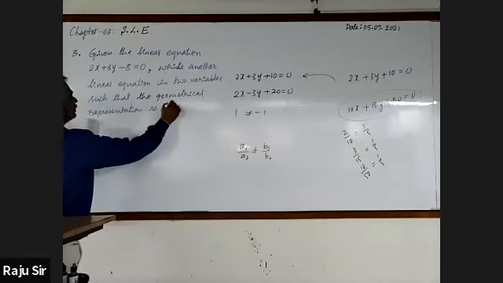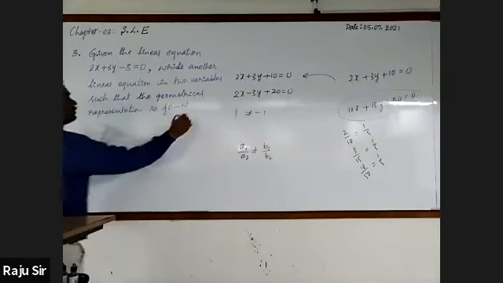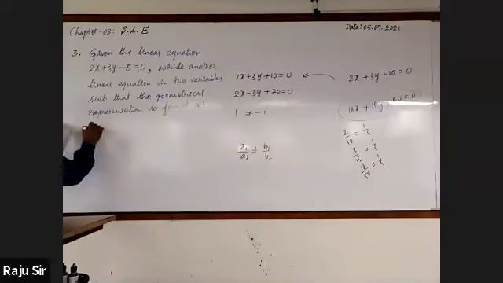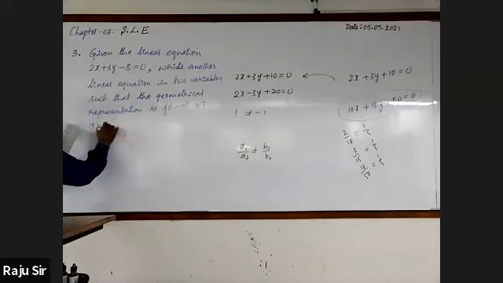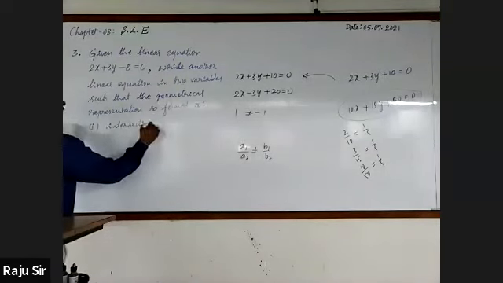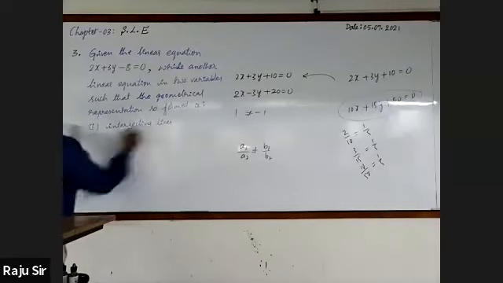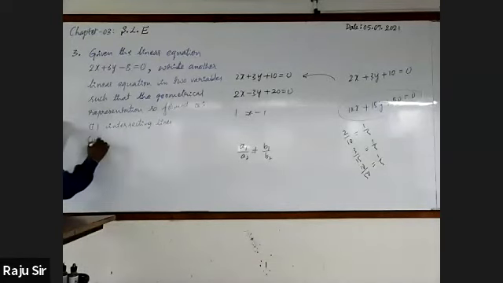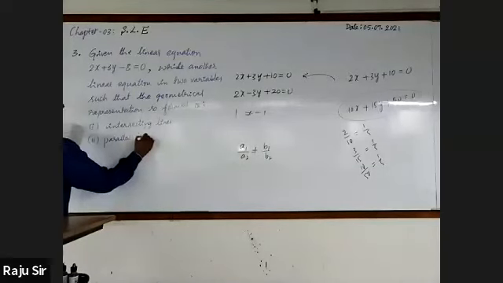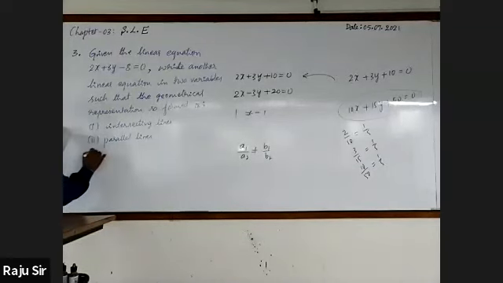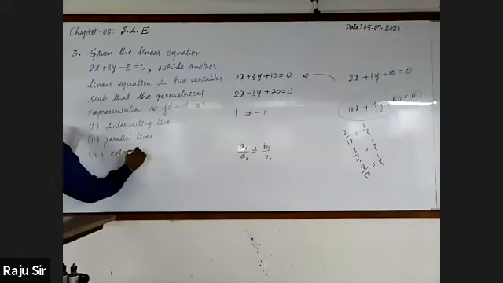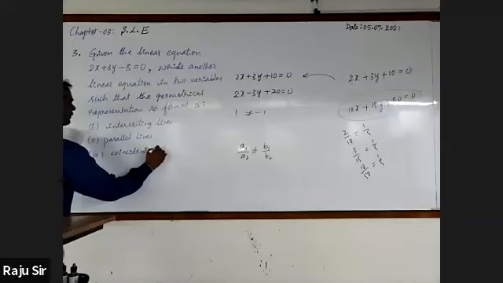So in that first sub question, it is intersecting lines. Second sub question, parallel lines, and third sub question, it is coincident lines.